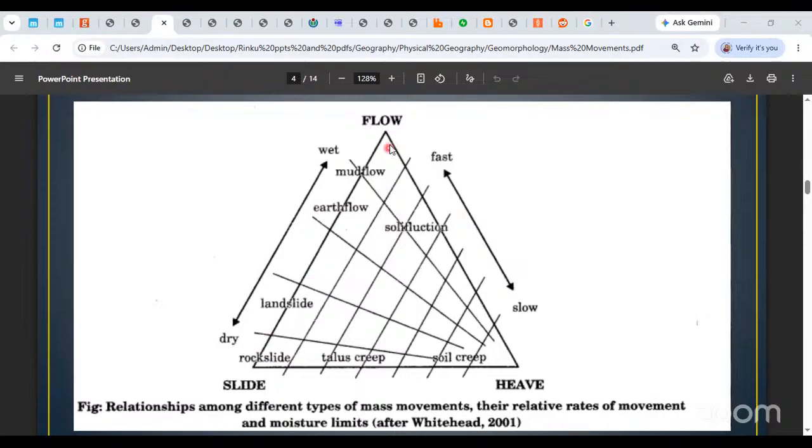Okay. And now you come to these movements where you go from slide to flow. Okay, clearly the movements are a bit faster on this side, and the only difference is they can either be dry or they can be wet.